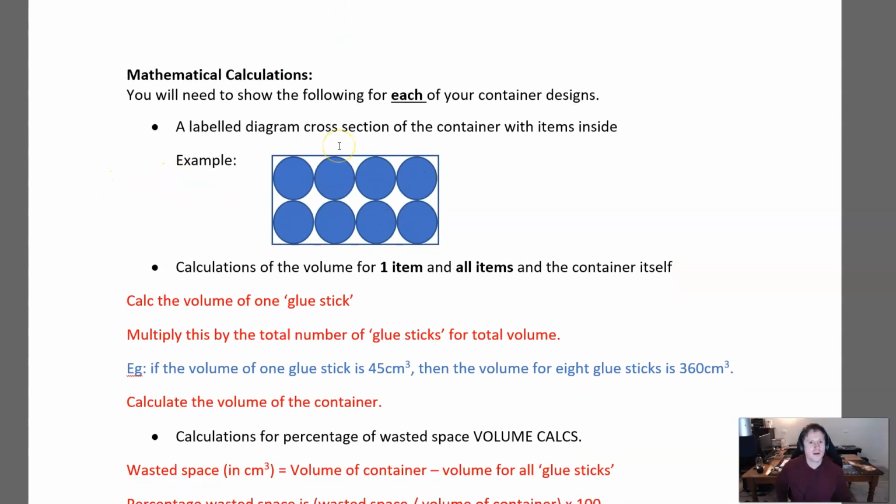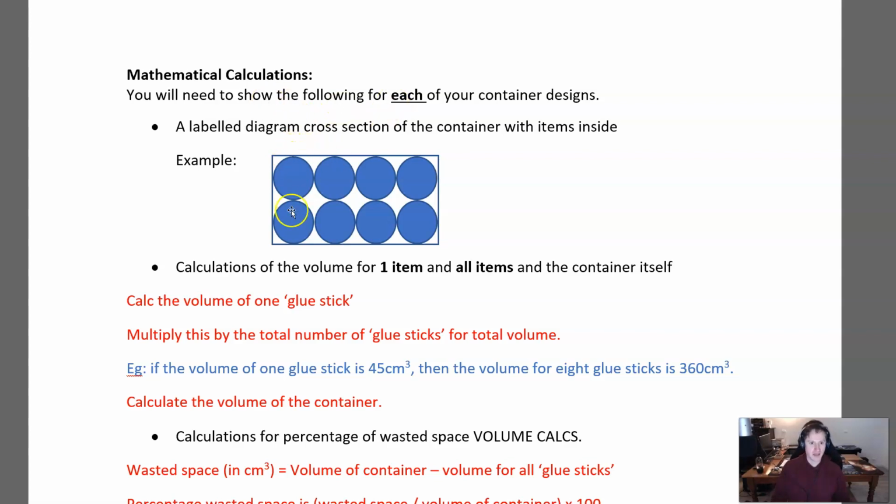So first of all, for your calculations, you need to show these for each of your container designs. So as per the task sheet, you need to do 3 different container designs, okay? So I'm hoping everyone's done an easy one to start with. So maybe just a rectangular prism. And then your second and third one can be a bit more complicated depending on how hard you want to take it, okay? You might do a composite shape, that kind of thing.